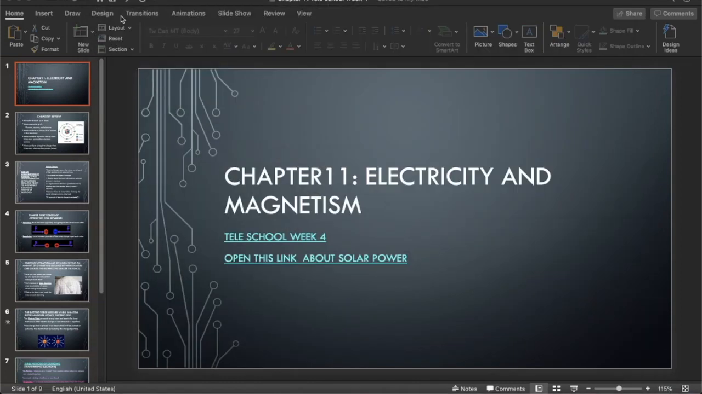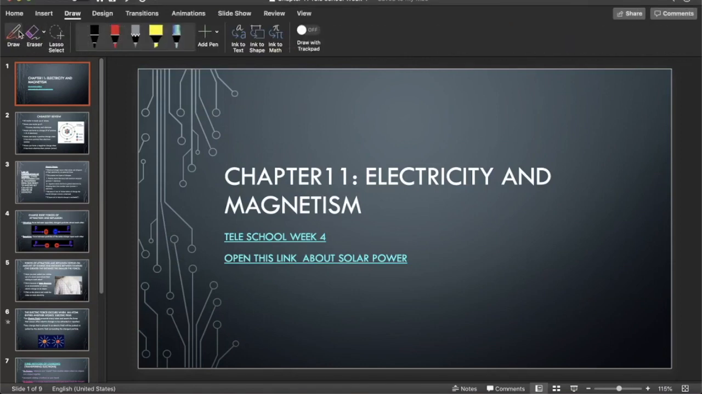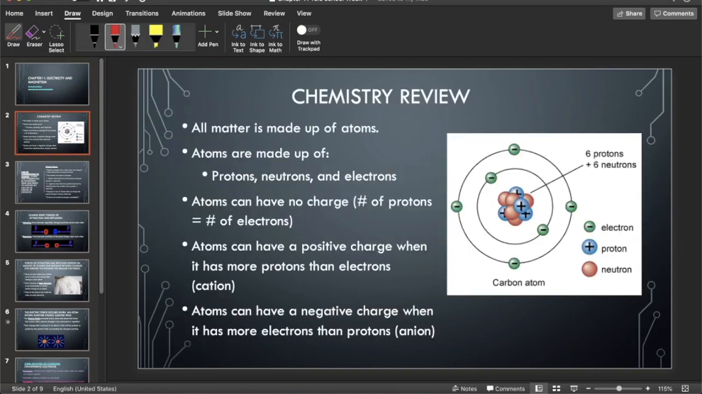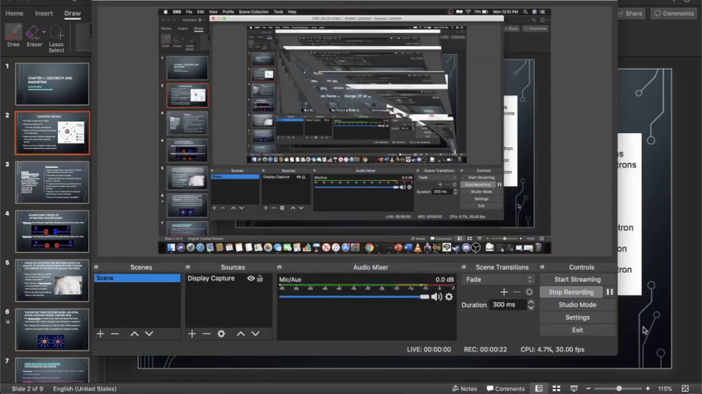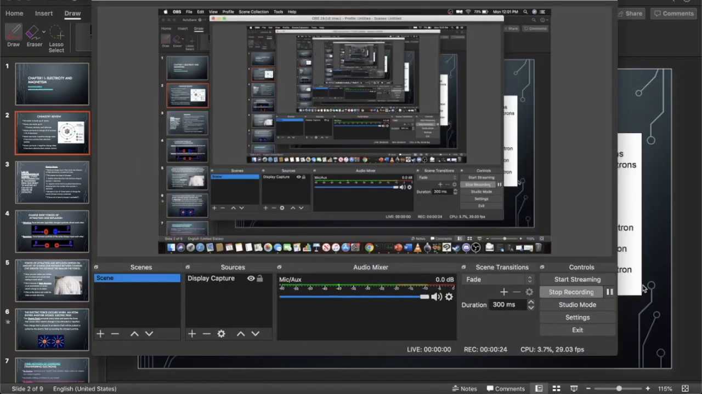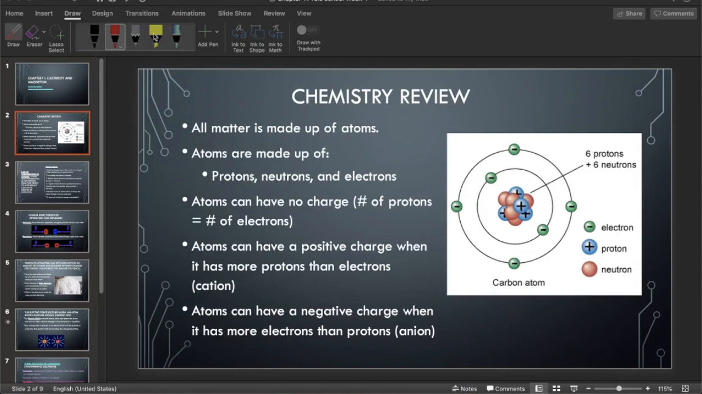We are talking about chapter 11, which is electricity and magnetism. In order for us to appropriately talk about electricity and magnetism, we have to go back and talk about our chemistry, which we talked about last semester. All matter is made up of atoms.